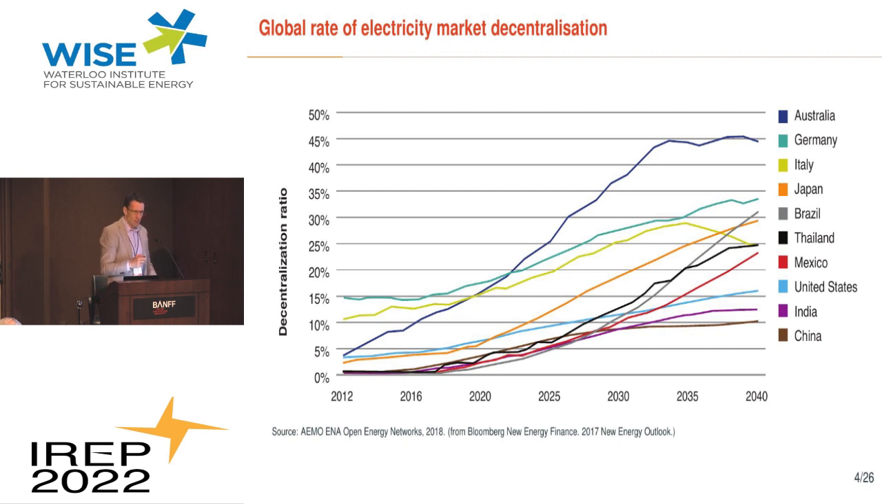AEMO's forecast is maybe a little bit less bullish, but at the moment in South Australia, over the whole year, almost 20% of energy comes from behind the meter already. Across the NEM, it's close to 10%. Queensland, a little bit more than 10%. So around 10% of energy in the national electricity market is already coming from behind the meter resources.